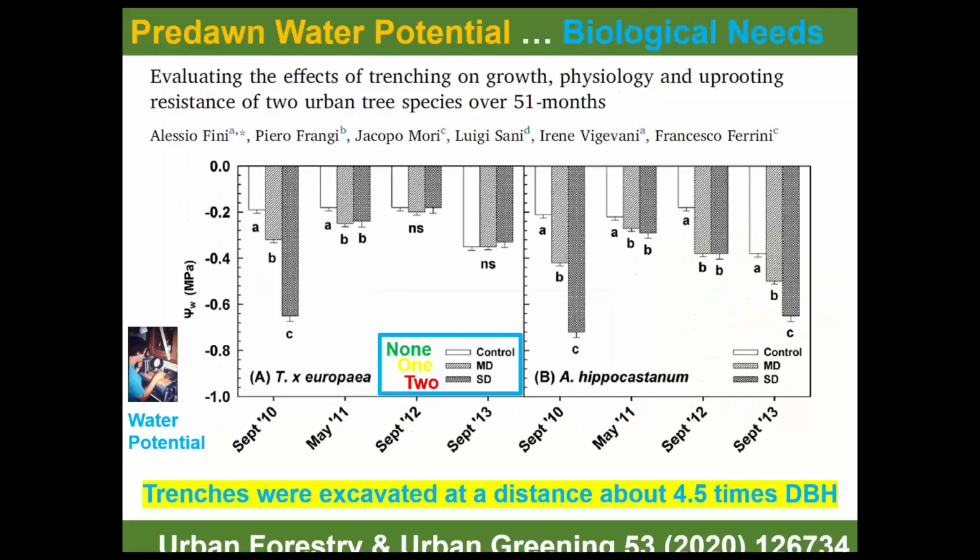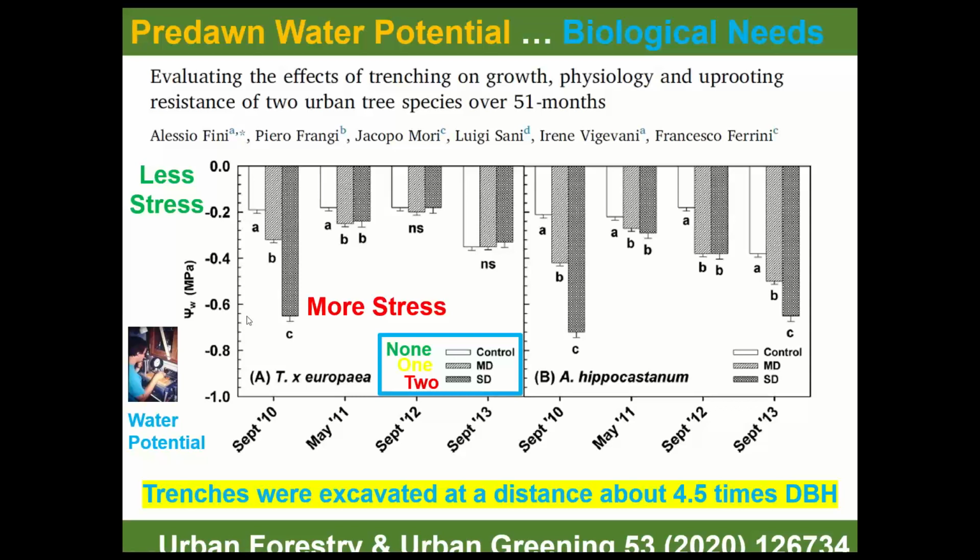Now let's look at this first paper from Dr. Alessio Fini from Italy. And actually we could look at the case of using pre-dawn water potential, where the lower the number, which are actually negative numbers, so 0 would be higher, negative 0.2 would be a much lower number. And the lower it gets, the more stress. And this is an indication in the morning, so pre-dawn, before the sun comes out, and this is a really good indicator of how stressed a tree is.